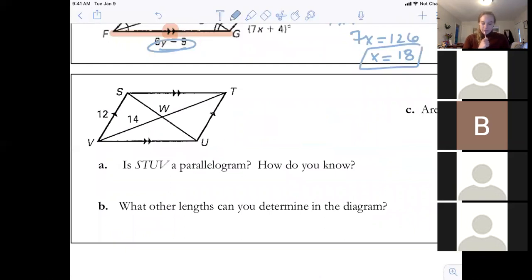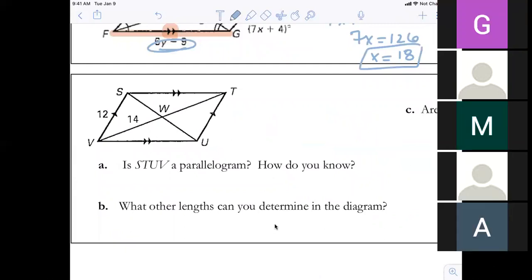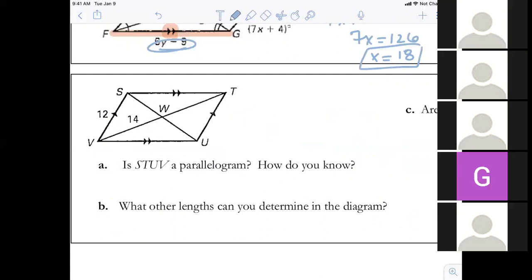All right, this first one says, is STUV a parallelogram? How do we know? I don't think I've talked to Michael yet. Michael, what do you think? Is this a parallelogram? Yeah, why do you think so? Because it has 4 sides. It's parallel on each side. That's exactly what I want. These two sides are parallel and these two sides are parallel. Very good, Michael.